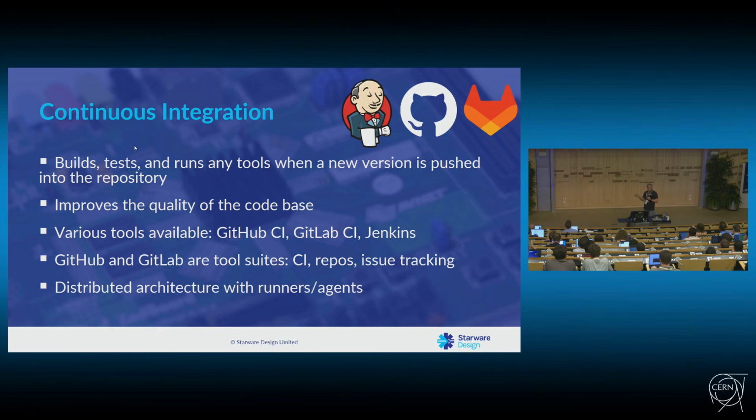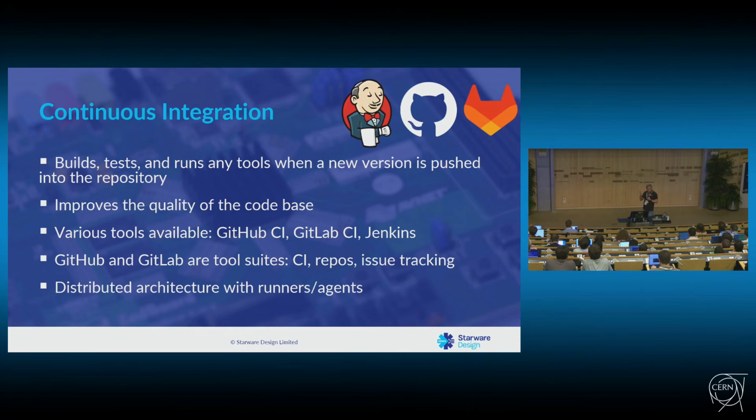So what's next? Continuous integration. Continuous integration is basically a tool that builds, tests, and runs any tools that you like, every time you push a new version, or as part of your merge request process, or whenever you like, really. The idea is to improve the code quality because you have a much quicker feedback loop and you find issues as soon as possible.